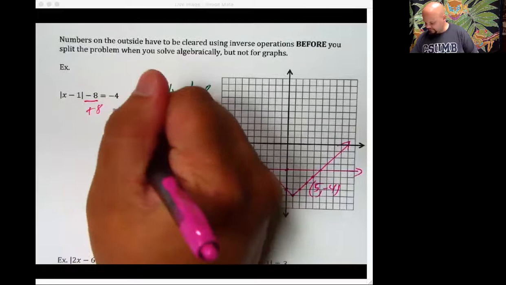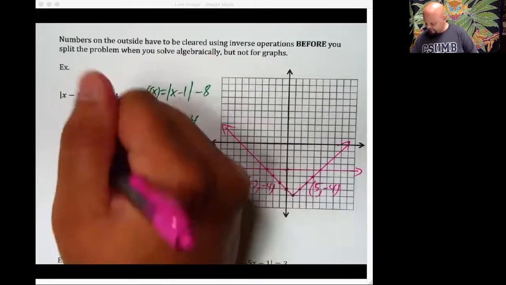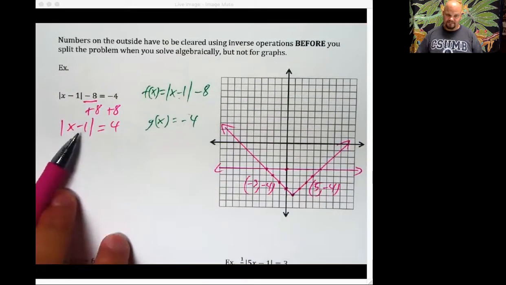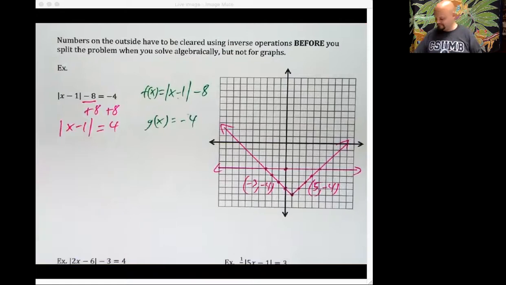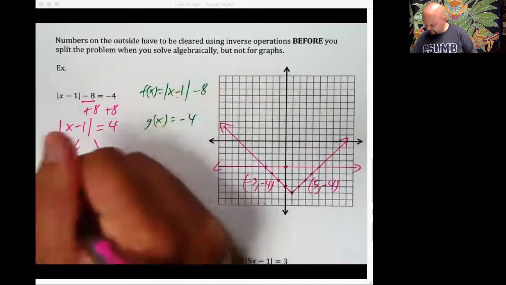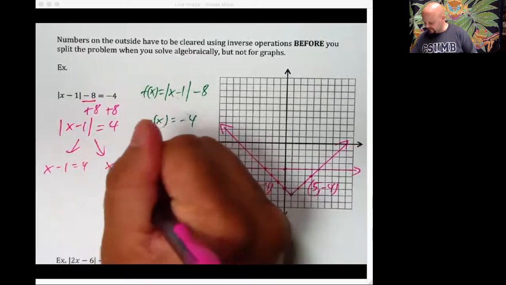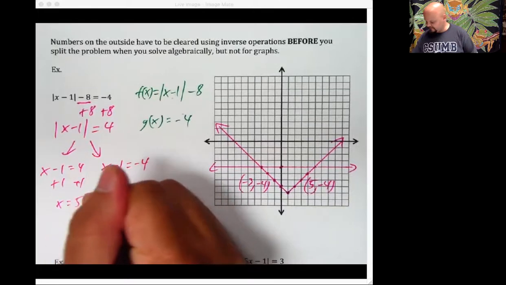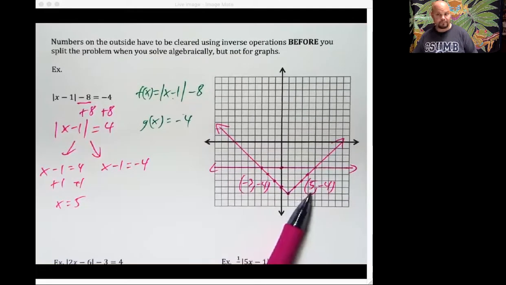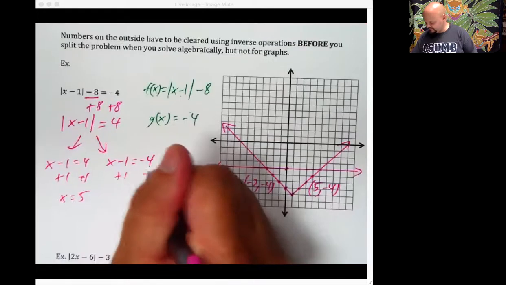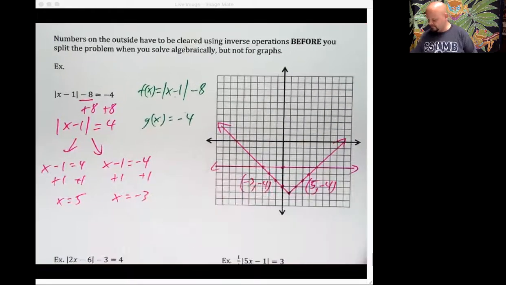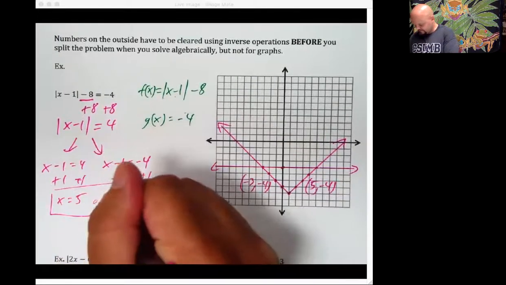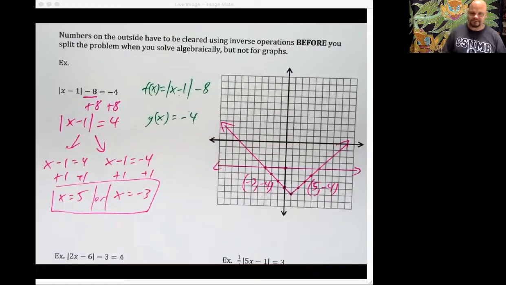So plus 8, plus 8. Now you can see it's not a negative out there that equals an absolute value. We can definitely do this. Split them up. X minus 1 is equal to 4. X minus 1 is equal to -4. Add 1, add 1. X equals 5. Oh, that's what we got right here. Plus 1, plus 1. X is equal to -3. Oh, ooh la la. Ah, oui, oui. Thing with an or in between them. Those are your two answers.